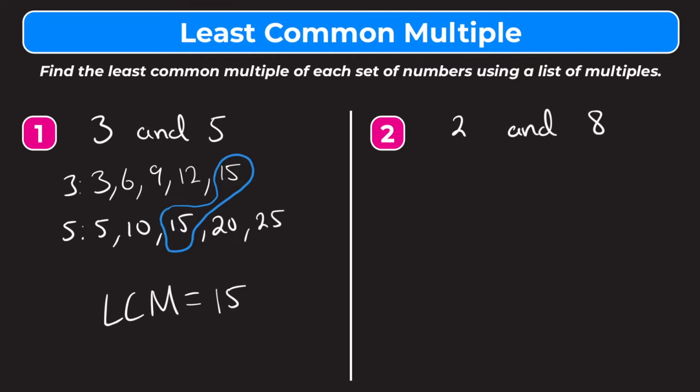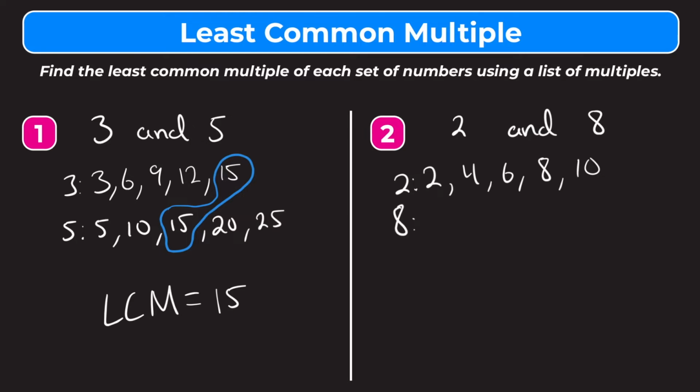Let's try number 2. So again, let's list out the multiples of 2 and 8. We can start with 2. And remember, when we list the multiples, we can just count by the number we're listing the multiples for. So we can start with 2, then 4, 6, 8, and 10. Again, we only usually go to 5 in these types of problems, and then if we need to go further, we can always do that after.